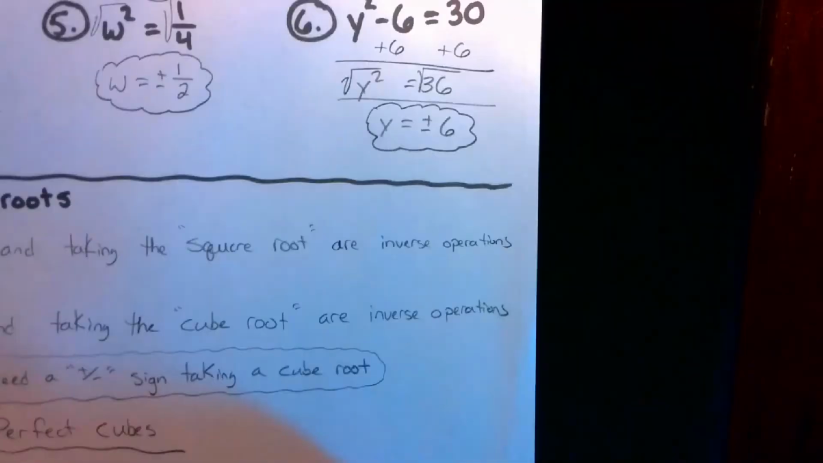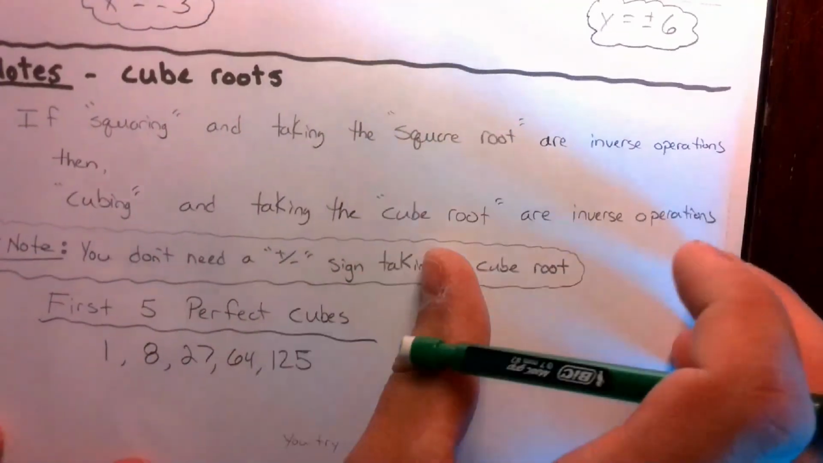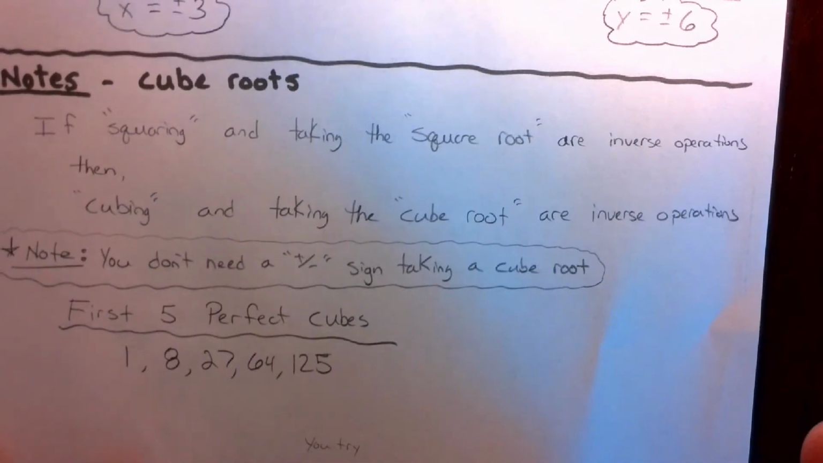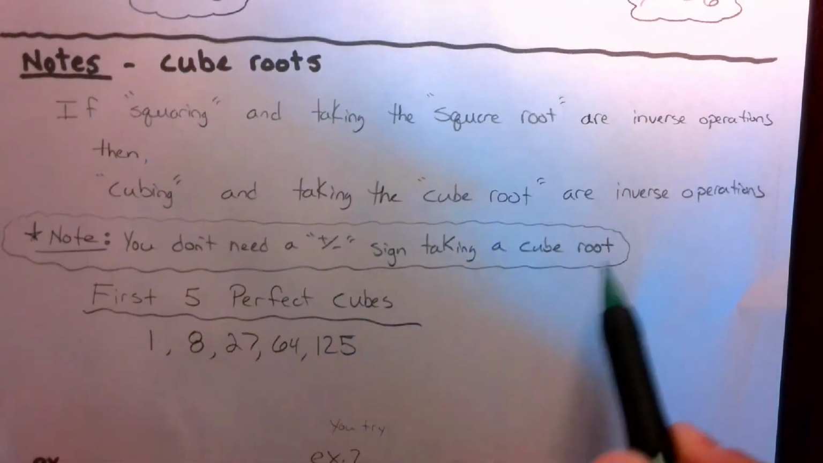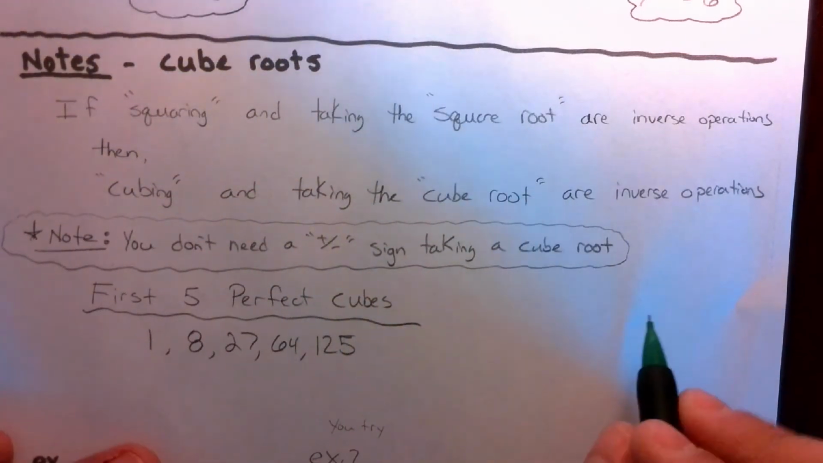And when we cube, we're talking about a number multiplied by itself 3 times, okay? And just so you guys know, it says right here, you don't need a plus or minus sign when you're taking a cube root of an equation. And the reason is when you cube something, it's times itself 3 times.